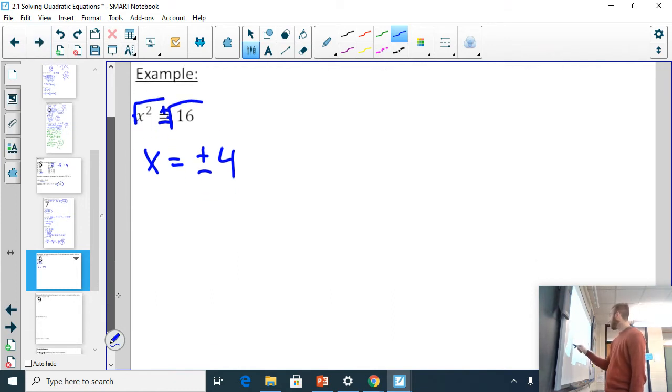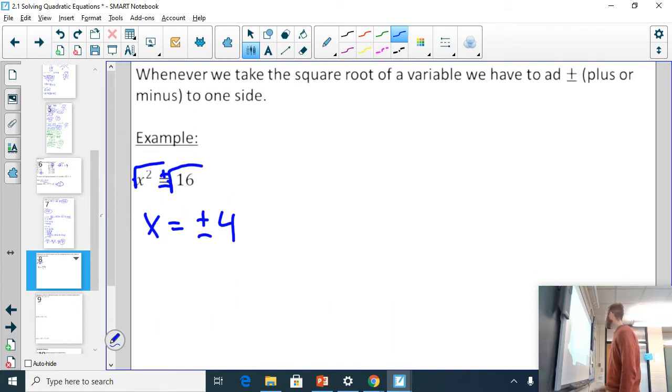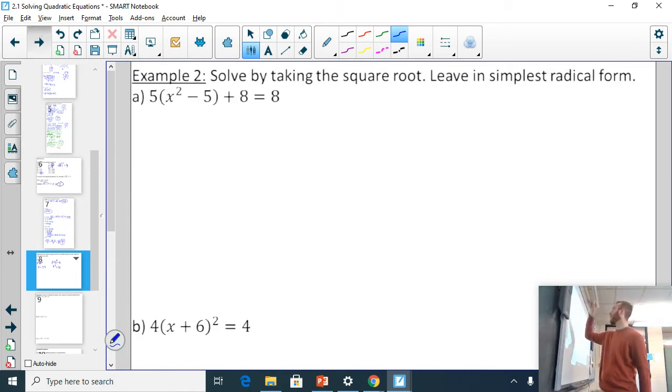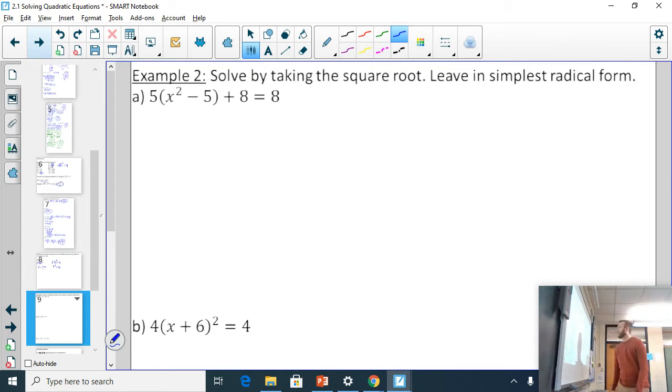And why do we have to do that exactly? Well, let's think about it like this. If x was negative 4, then wouldn't negative 4 squared equal positive 16, right? So that's an answer. But 4 squared is also 16, right? So we have two answers. So that's why we need that plus or minus. So that's another important thing. And so now we're going to solve by taking the square root. And essentially, I'm going to solve until I have whatever is squared by itself.